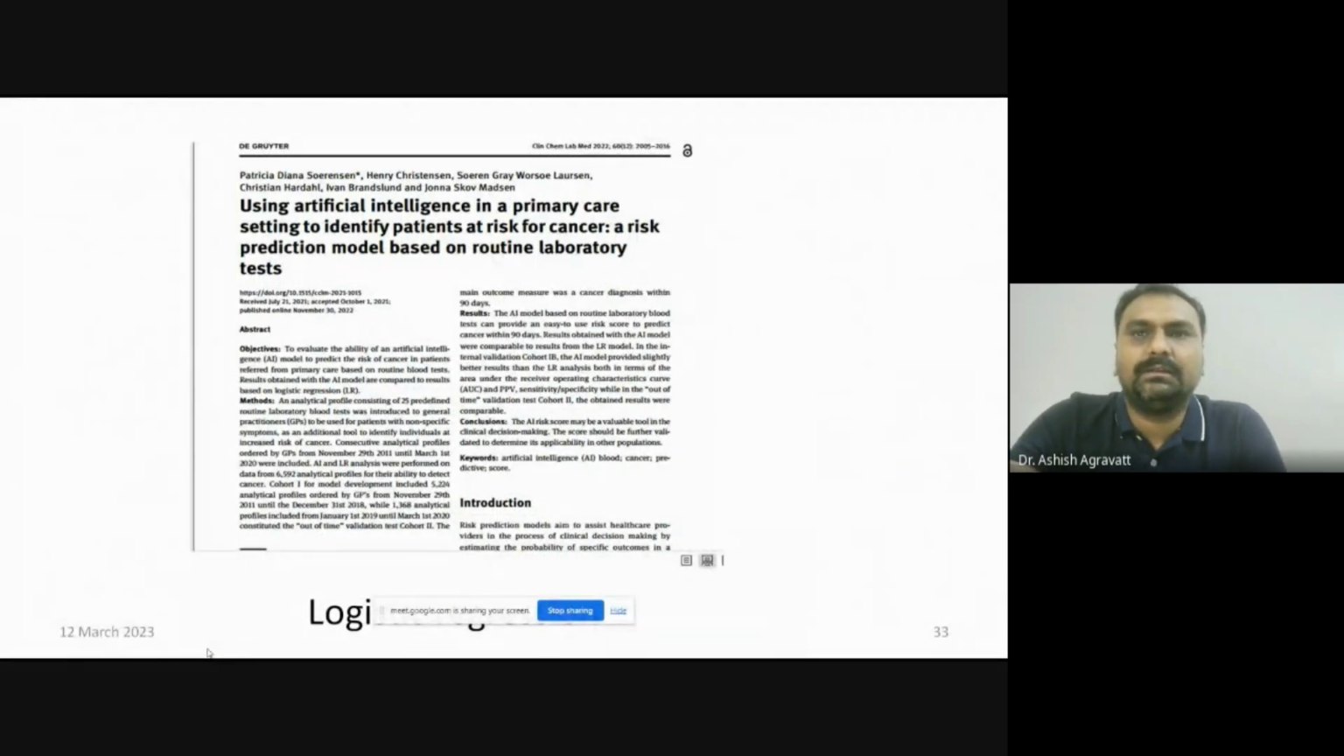Here is another study regarding identifying patients at risk of cancer with the help of a prediction model based on routine laboratory tests. Based on the laboratory data, they used a logistic regression model or algorithm, and based on different biochemical parameters like LDH, alkaline phosphatase, PSA, and other routine parameters like AST and ALT, they were able to predict the risk of cancer.